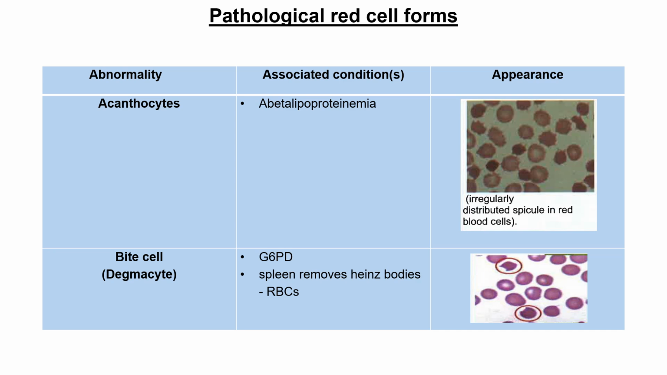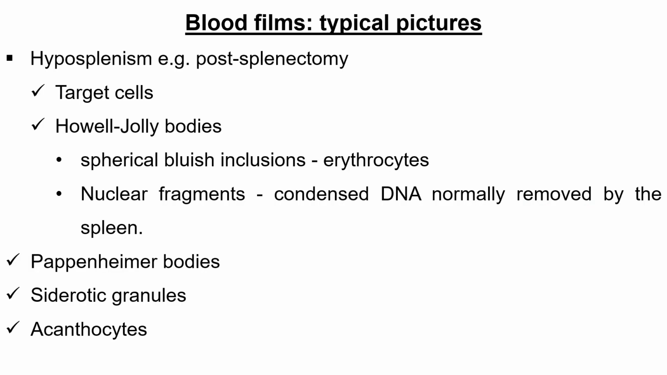red cell films. So acanthocytes are caused by abetalipoproteinemia, and the bite cells are caused by glucose 6-phosphate dehydrogenase deficiency, where the spleen removes Heinz bodies from the RBCs. So it is just a reiteration of what we have already discussed.